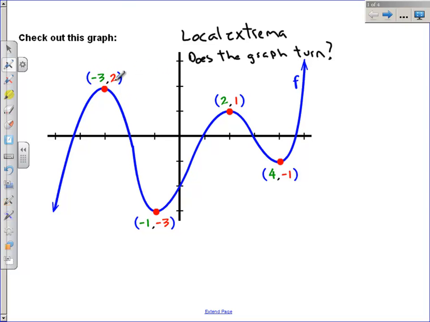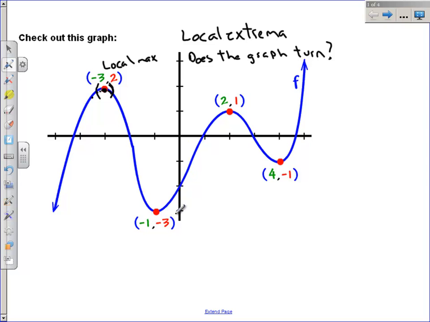When something turns, it's going to create a local extrema, and we're going to call this a max or a min. The reason we call it local is because if I look in this neighborhood at this point, negative 3, 2, a little to the left and a little to the right, that red dot is the tallest locally. This is called a local max, because in this little window there's not another dot on the graph that's taller than that. That's because the graph turned there. We're going to call that a maximum, or just a max for now.